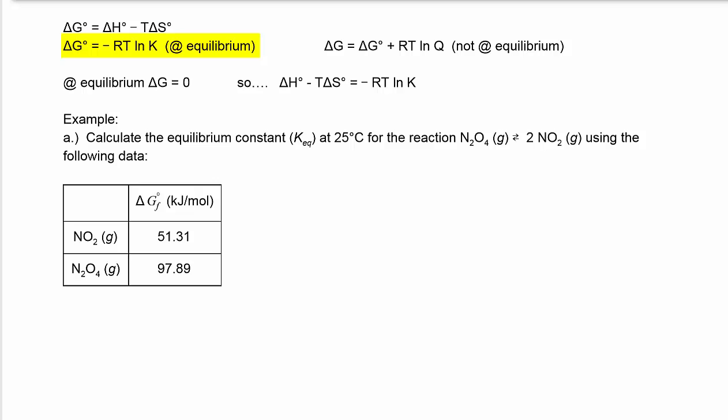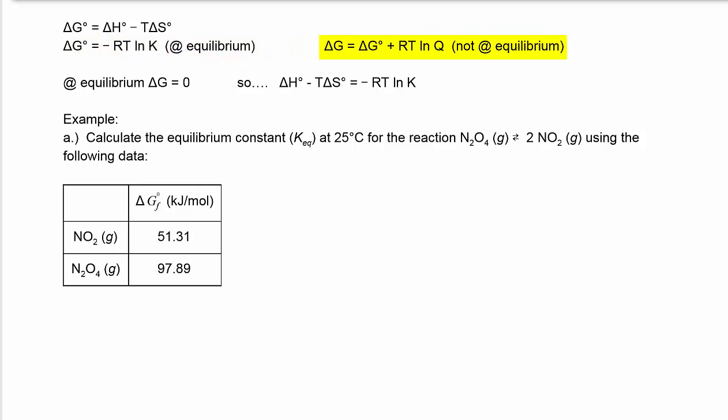R here is the gas constant. There are several gas constants on your reference sheet. You need to use the one with joules in it because delta G is given in kilojoules. Temperature will always be in Kelvin. And this is natural log of K. This is your equilibrium constant.